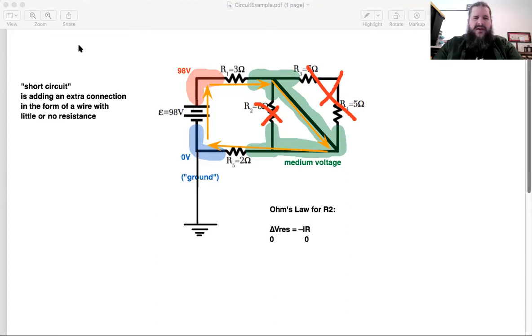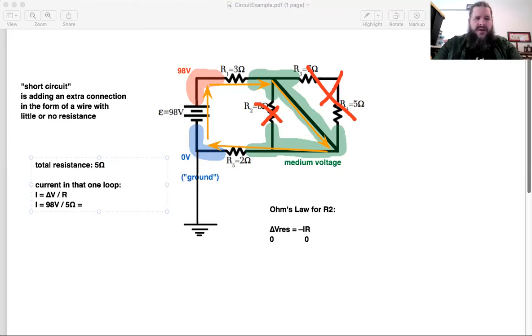So what's the total resistance here? Right, total resistance, 5 ohms. And now if we just have a single loop with effectively a 98 volt battery and a 5 ohm resistor, how would you find the current? Yeah, we could use delta V equals negative IR, and therefore I equals delta V over R. I'm going to ignore the negative here just because we're looking for absolute value anyway. The voltage provided is 98 volts. The total resistance is 5 ohms.